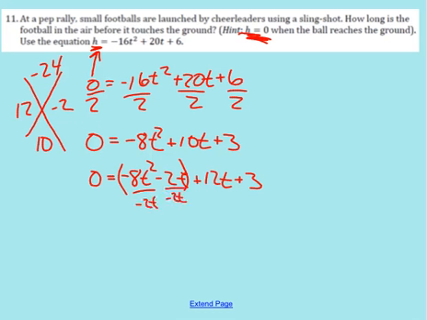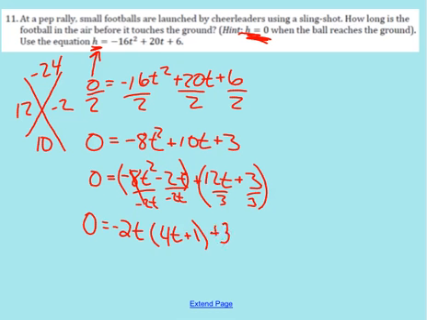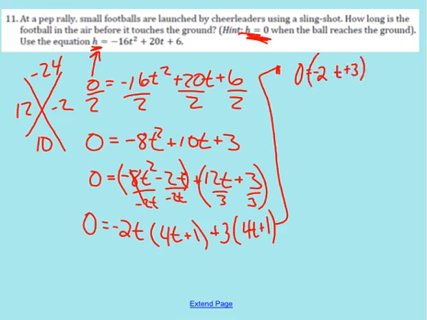I'm going to do negative 2t, and then here I'm going to do 3 because I don't want that first one to be negative. So I'll have 0 equals negative 2t, negative 8 divided by negative 2 is a positive 4t, and this is going to be plus 1. Plus 3 and 4t plus 1. Sweet. I'm going to go up here now. So 0 has to equal negative 2t plus 3 or 4t plus 1.